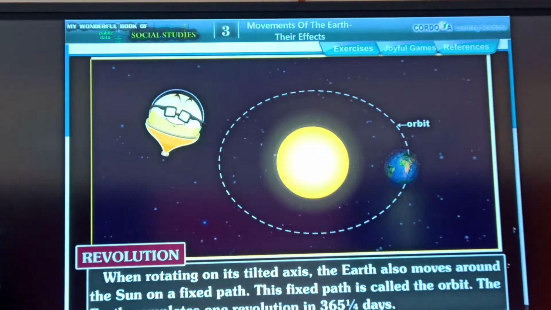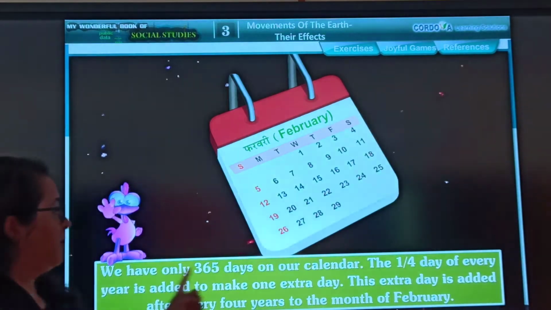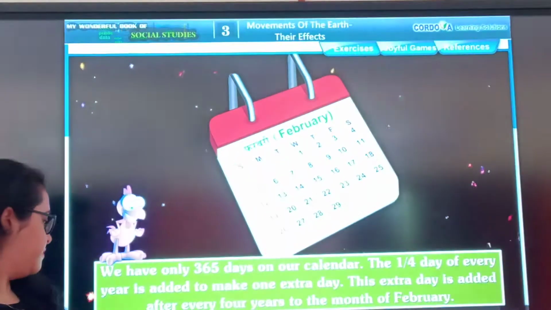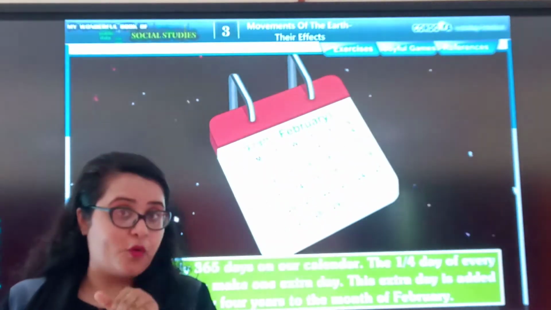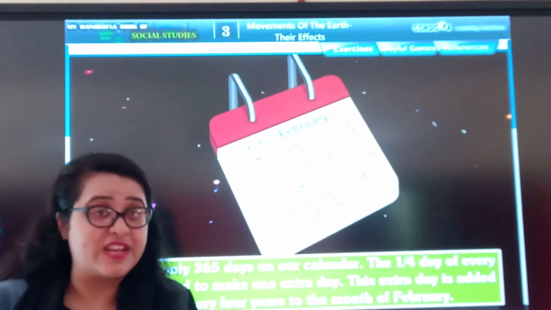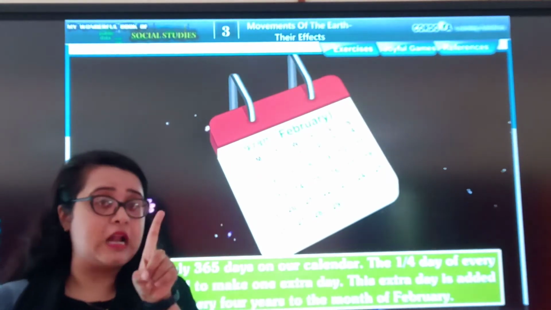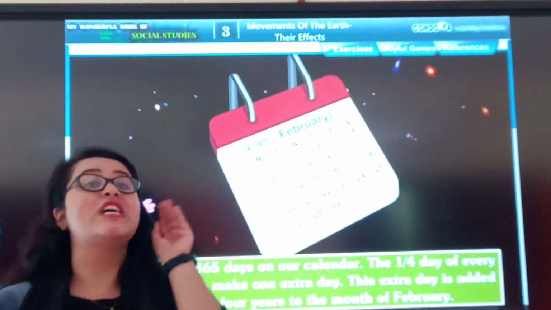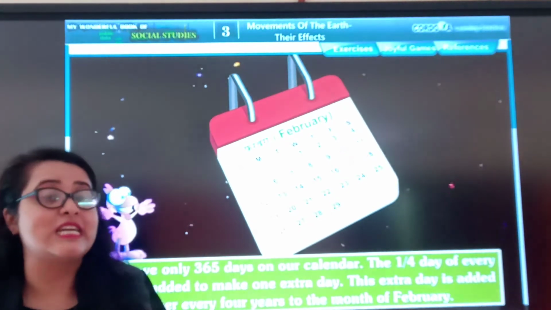365 and 1/4 days. We have only 365 days on our calendar. The 1/4 day of every year is added to make one extra day. See, 365 1/4. How many total days do we have in our whole year? 365 days. The 1/4 that is left over, after 3 years are over, the fourth year comes. That year is known as a leap year, because in that year we have 366 days.